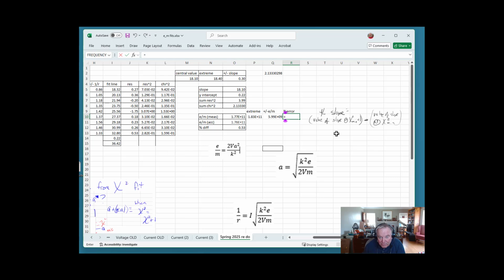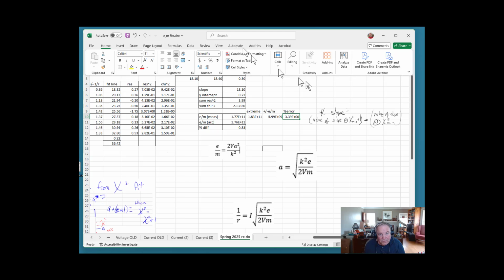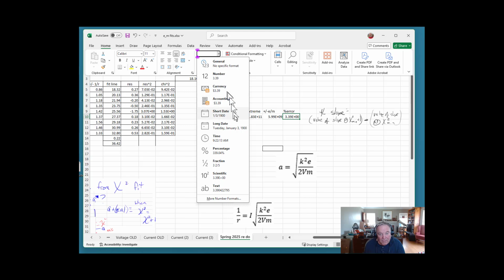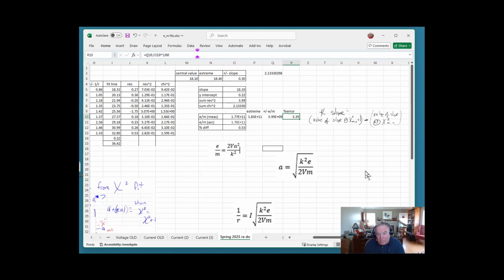So this equals the plus minus divided by the measured, the actual value, and then times 100. And okay, it did go up a little bit to 3.66%. So it's not as nice as before, but that's still pretty darn good.